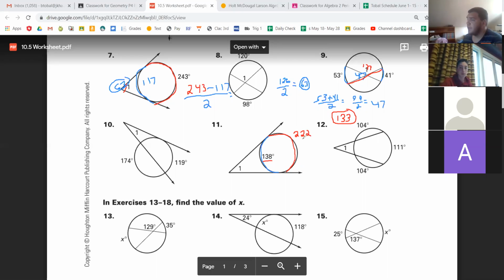So 222 is the bigger arc, but we still need to subtract these. So it's 222 minus 138. 84. Thank you. Over 2 is 42. So this angle over here is 42.